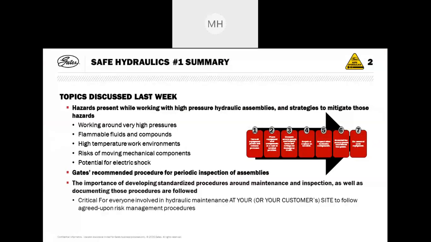Gates recommends a procedure of periodic inspection for these assemblies to ensure they are replaced before failure. The importance of developing a standard procedure is so you can have maintenance and inspections and document everything. It's critical for everyone involved to follow these to try to reduce the risk of a hose failing and potentially someone getting hurt.